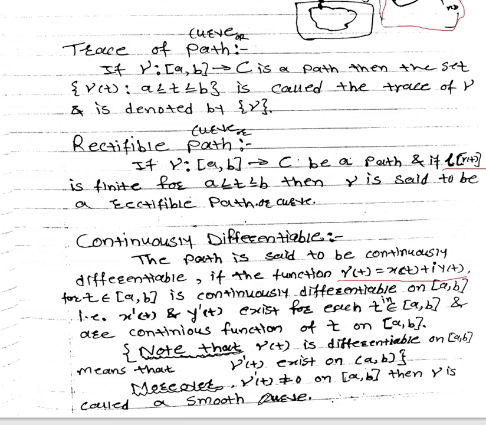Also, if gamma dash of t, the derivative of gamma of t, is not equal to 0 on the closed interval [a, b], then gamma is called a smooth curve. So this is the definition of the smooth curve. What is the definition of the smooth curve? Let us consider the function gamma of t equal to x of t plus i y of t for t in [a, b], continuously differentiable on [a, b]. If gamma dash of t is not equal to 0 in the closed interval [a, b], then gamma is called a smooth curve.